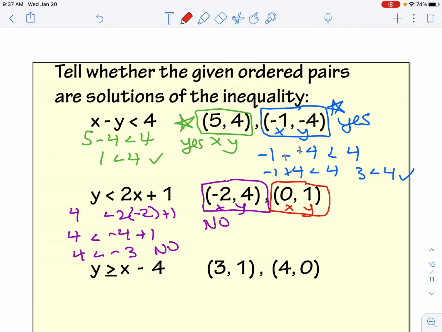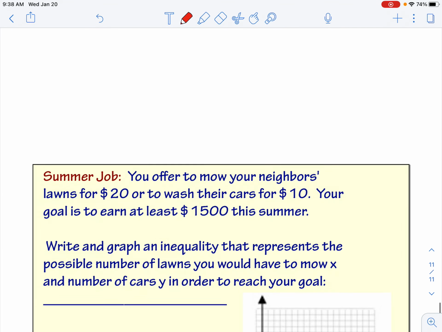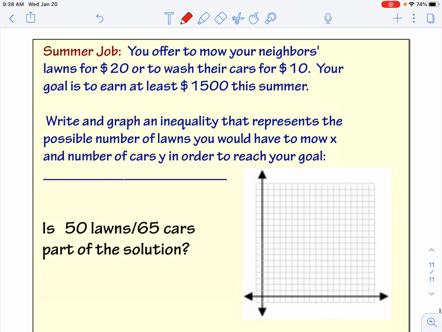And the second one, when we plug the x and y in, that becomes 1. Is 1 less than 1? No. 1 is equal to it, so that ordered pair is not a solution either. All right, so hopefully you can kind of get the hang of this. You can try that last one on your own and check back to the notes to see if you got it correct. We're going to move forward and just take a look at one application to kind of pull this all together.